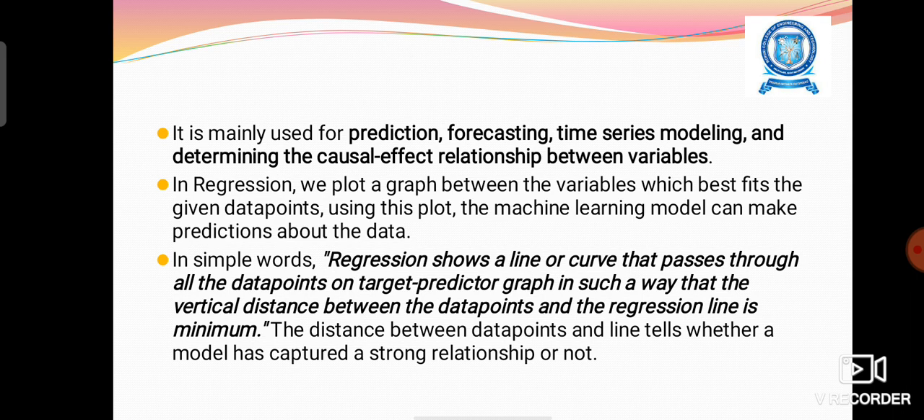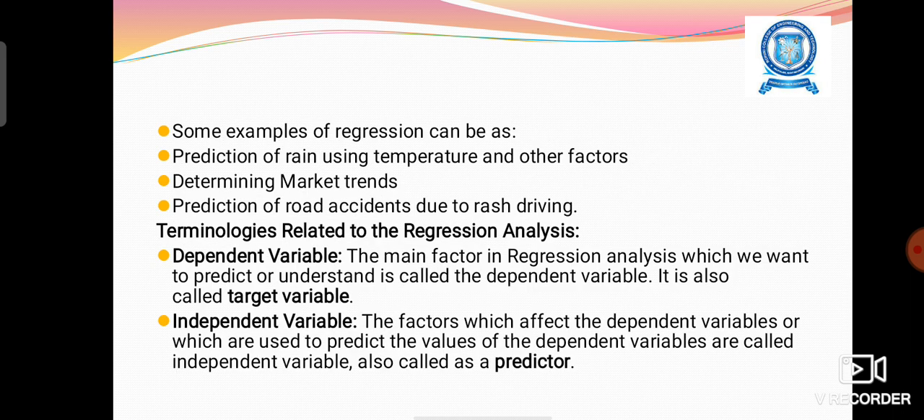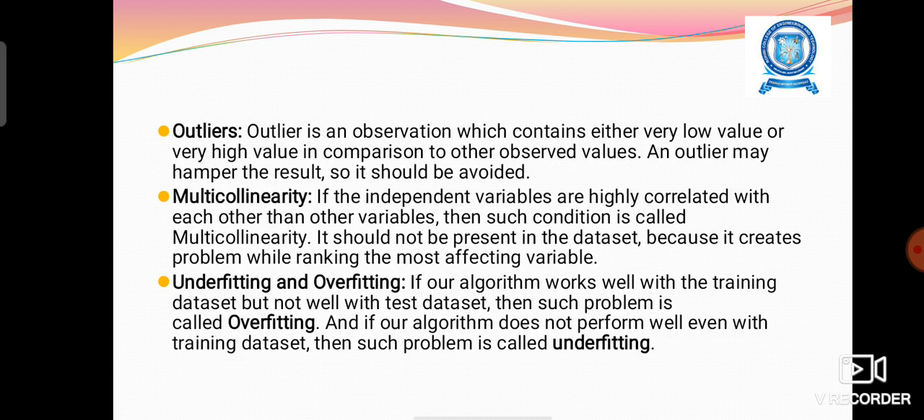The regression shows a line or curve that passes through the data points on the target-predictor graph in such a way that the vertical distance between the data points and the regression line is minimum. In regression analysis, as we said previously, the dependent variable, the left-hand side variable, is called the target variable, and the right-hand side variables are used to predict it. So the right-hand side variables are called independent variables, otherwise predictors.